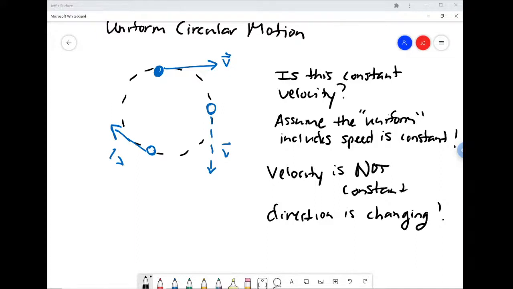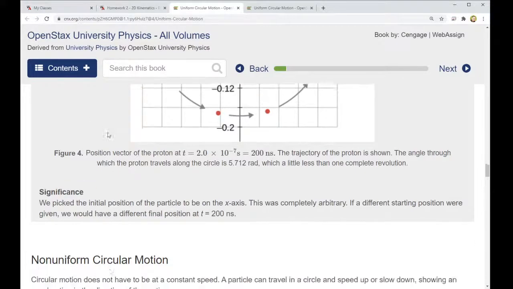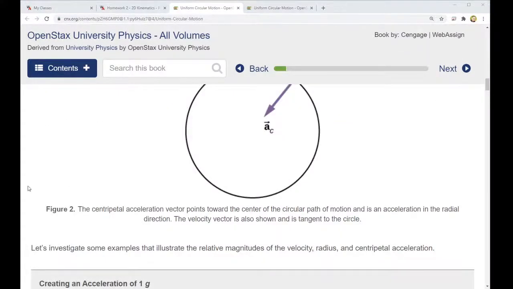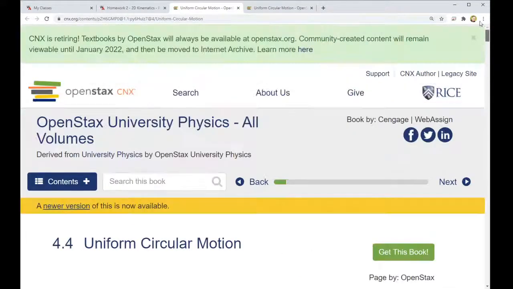Just gotta change the source here. There we go. All right. I hear my kids screaming upstairs. Gosh, I can't wait until they go back to school.